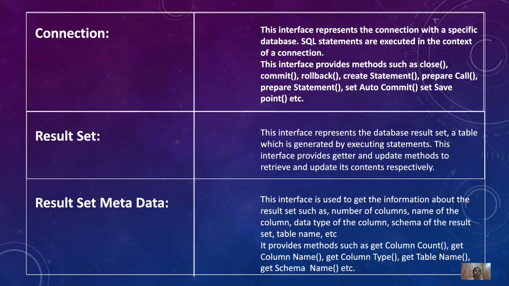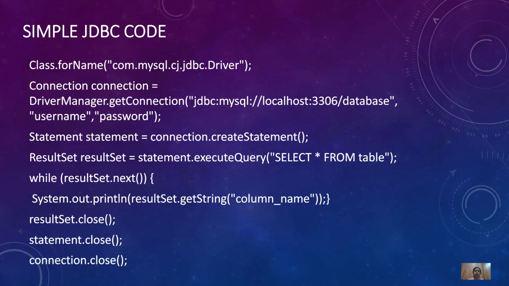ResultSetMetaData: this interface is used to get information about the result set such as the number of columns, name of the column, data type of the column, schema of the result set, table name, etc. It provides methods such as getColumnCount, getColumnName, getColumnType, getTableName, getSchemaName, etc.